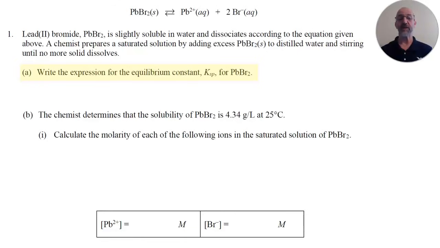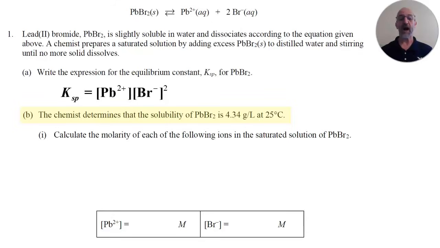So here is the correct answer to part A of question 1. Again, that's very similar to what I had shown you in an earlier episode of AP Chemistry Review and Practice. So I did not include the solid lead bromide in this expression. Now, moving on to part B of this question, we are given the solubility in units of grams per liter. It says the chemist determines that the solubility of this lead bromide compound is 4.34 grams per liter at 25 degrees Celsius.